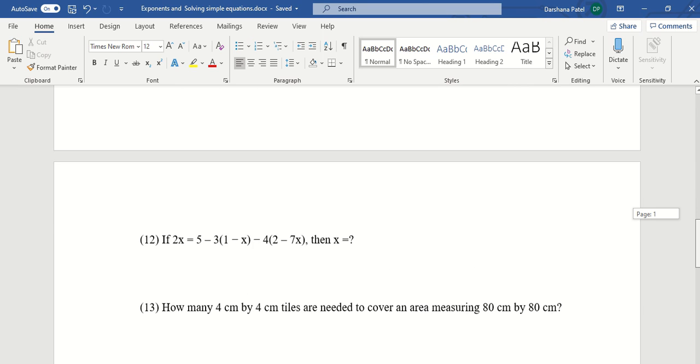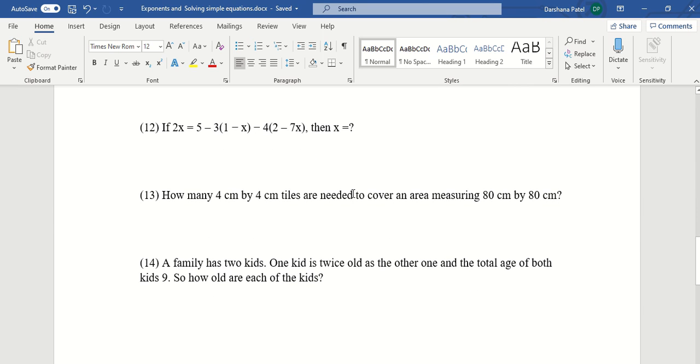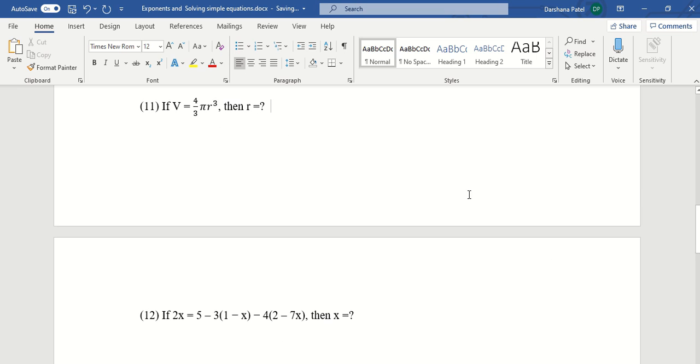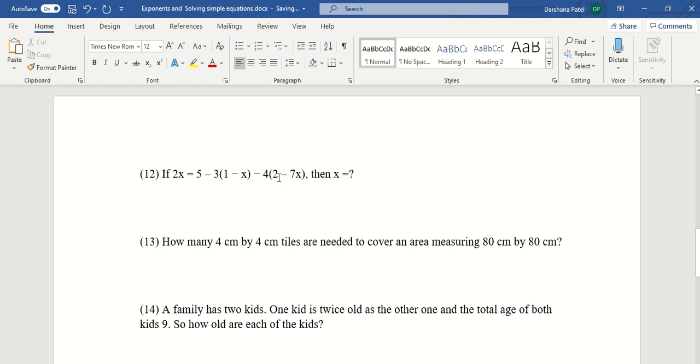Next one here then, it says if 2x equals 5 minus 3 times this, subtract 4 times this, what is the value of x? Here again we have to be careful that 5 minus 3, it is very tempting to say it is 2 here, but we cannot do that. What we'll end up doing here is, we will say 2x equals 5 stays 5, subtract, multiply 3 inside, so we get 3 times 1, which will be a 3, plus 3x, subtract 4 times 2, which is 8, and that negative also applies to negative 7x, so that will be plus 28x.